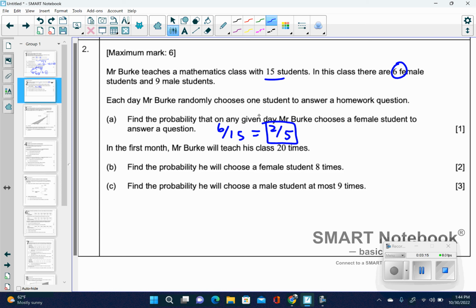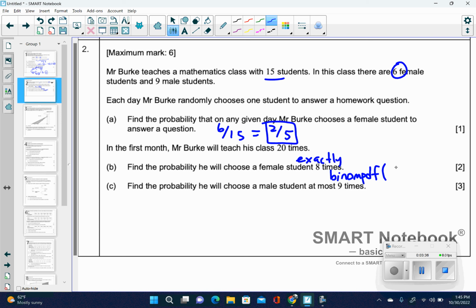The first month he's going to teach his class 20 times. Find the probability that he will choose a female student 8 times. So, okay, we have exactly 8 that we want, which in the calculator is binomPDF.